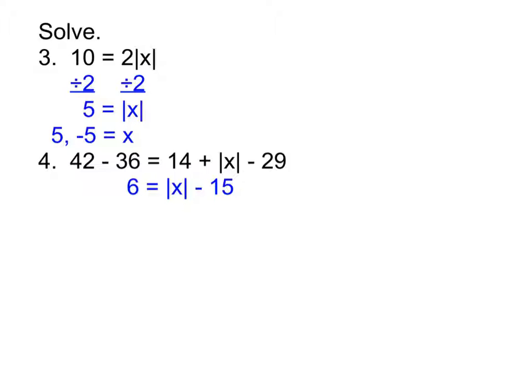Now for the last one, for number 4, the first thing I suggest you do is combine like terms. Anytime you can simplify on one or both sides of the equation, do so. And so, I do the 42 minus 36, and I do the 14 minus 29. Then I can go ahead and isolate the absolute value of x. And then once we have the absolute value of x by itself, we can get rid of those bars. And so, you should have found there x equals 21 and negative 21.